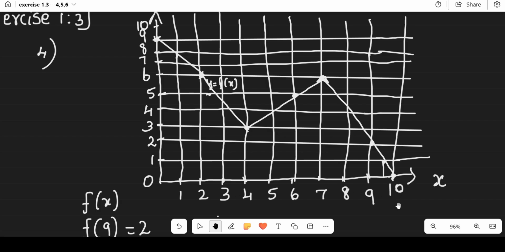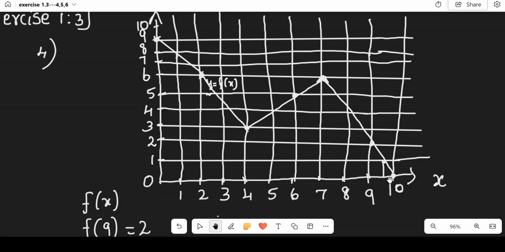And next we need to find out f of 10. F of 10 means the value of x is 10. We have to check the point at which this x-axis intersects this function line. We need to go up. Here x is 10, right? So this function line is touching here only. So the y coordinate would be 0. Here 0 would be the y coordinate.